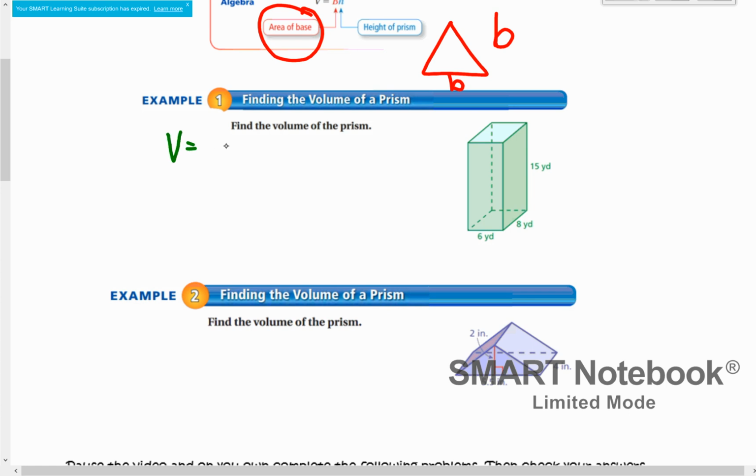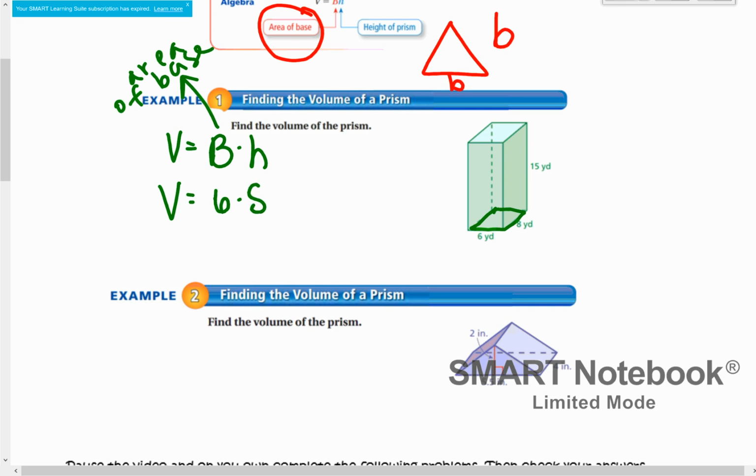So our first step is always going to be to write out volume equals area of base times height. Okay, I'm just going to make a side note that this B is the area of the base. So my base is right here. To find the area of that base, I'm going to do 6 times 8. My height of the rectangular prism is 15. So to find this answer, I'm just going to do 6 times 8 times 15, which is 720.